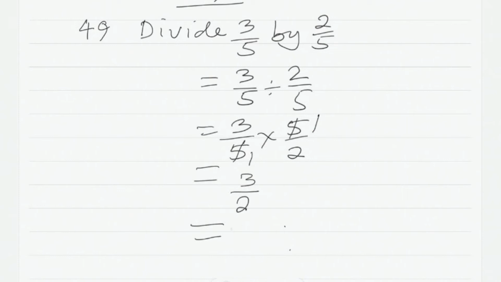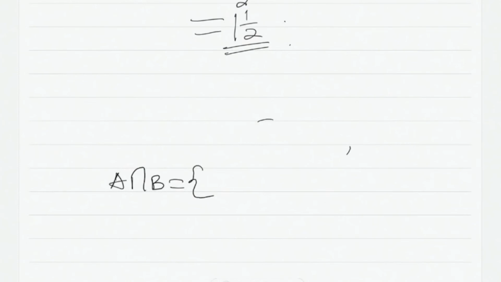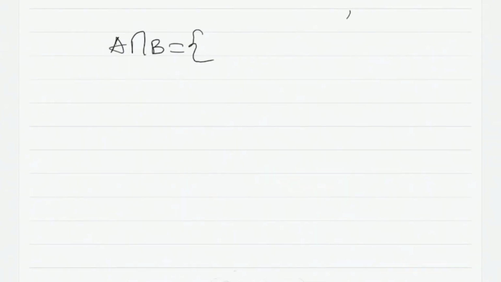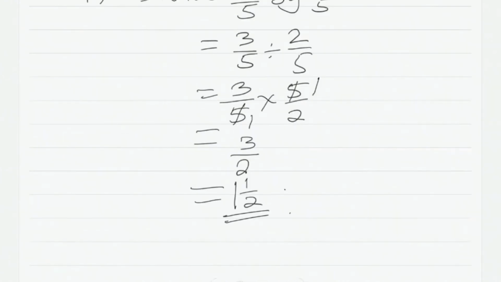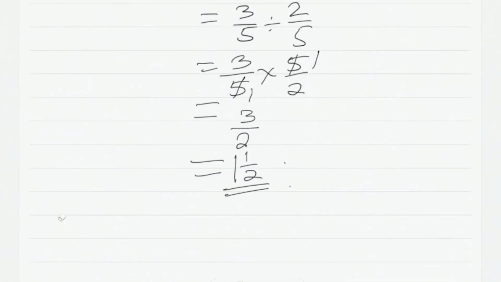This will give us 5 into 5, that's 1. So 3 times 1, that is 3. 1 times 2, that is 2. We take this improper fraction into a mixed number. 2 into 3 goes in 1, remainder 1 out of 2. That is the answer.